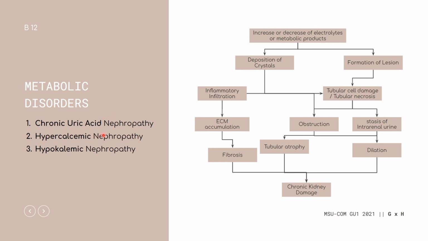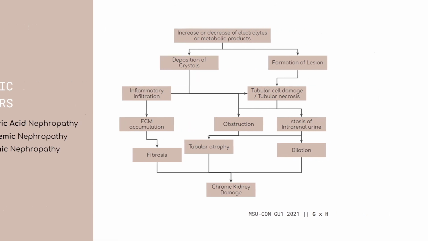First, we have chronic uric acid nephropathy, also known as gouty nephropathy. This is associated with high uric acid or hyperuricemia. Then we have hypercalcemic nephropathy, which is associated with chronic hypercalcemia in diseases such as primary hyperparathyroidism and sarcoidosis. Next, we have hypokalemic nephropathy, which is associated with severe hypokalemia due to diuretic abuse or primary aldosteronism. So those are some of the types or categories of tubulointerstitial disorders.